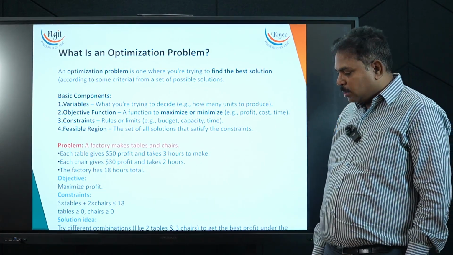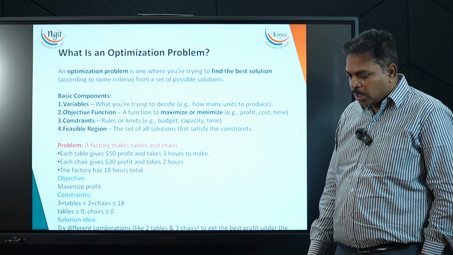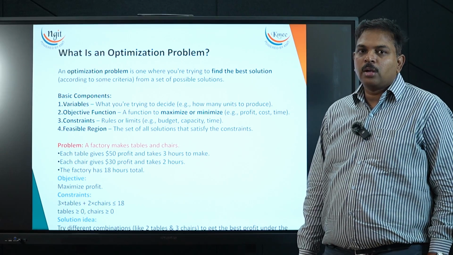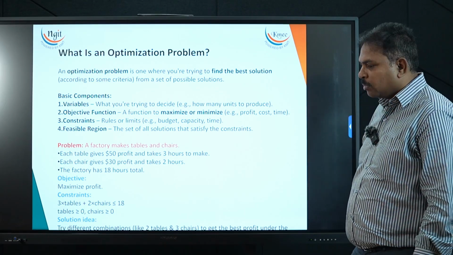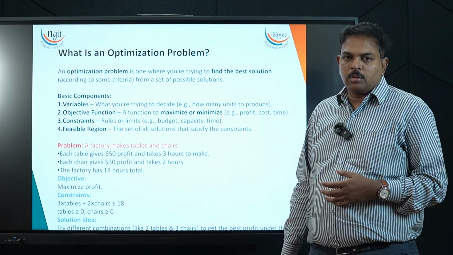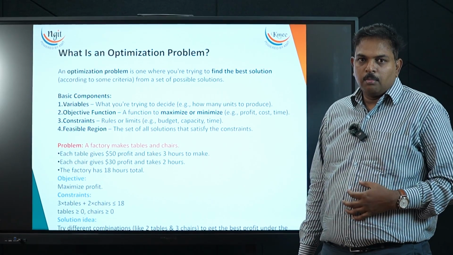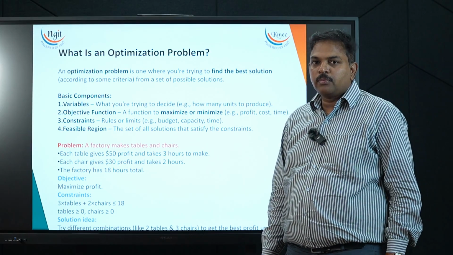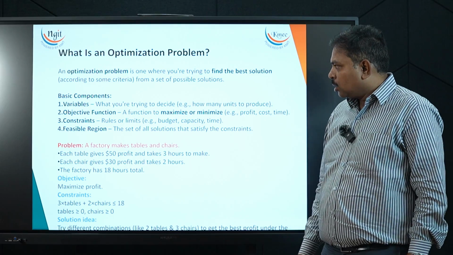An optimization problem is one where we try to find the best solution from all the possible solutions using a criterion. In normal problems we solve for a solution, but in optimization problems we have to find the best solution out of the given possible solutions.